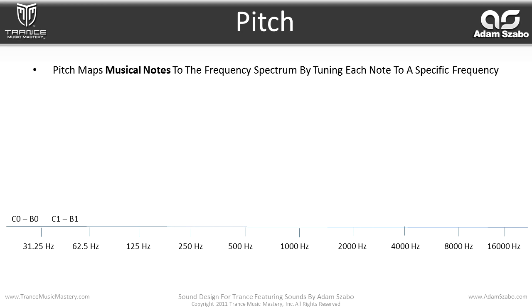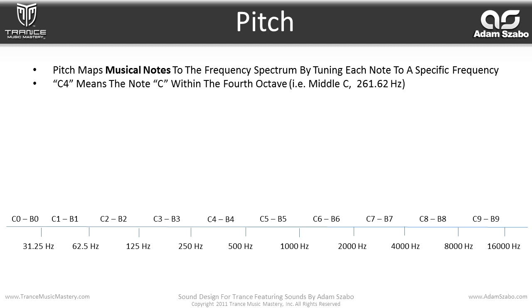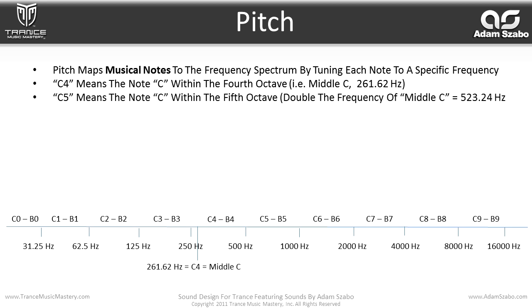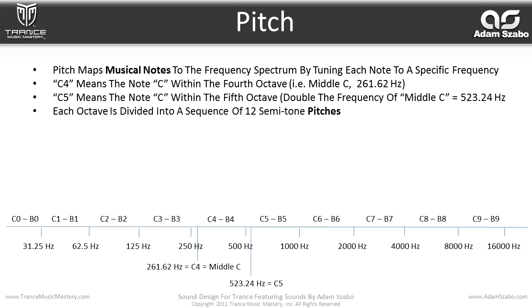All right, so we have C0 through B0, and then the notes C1 through B1. The number indicates the octave that the notes are in. So C4 means the note C within the fourth octave. In other words, middle C, which would be tuned to 261.62 hertz. And C5 means the note C within the fifth octave, which would be double the frequency of middle C, which would yield a frequency for C5 at 523.24 hertz.